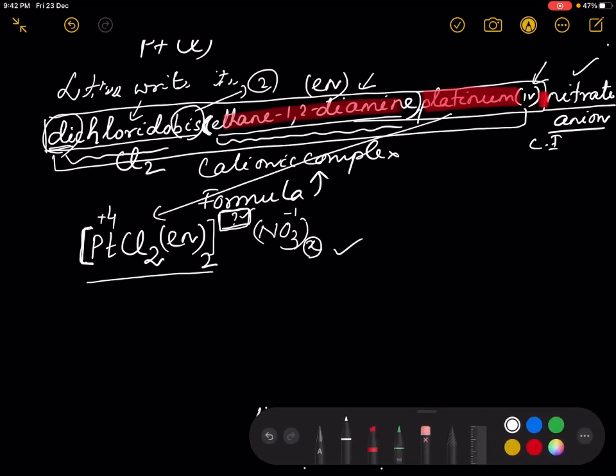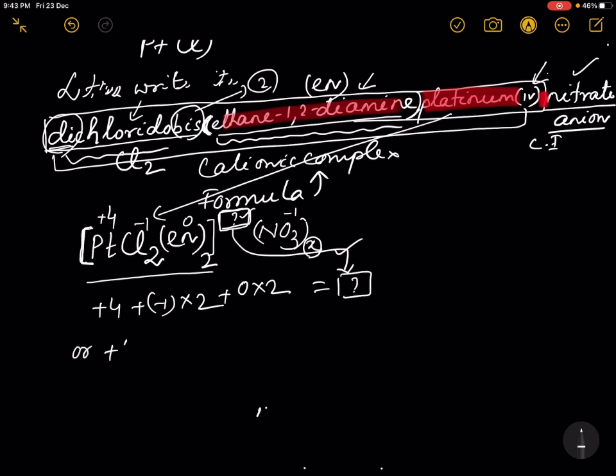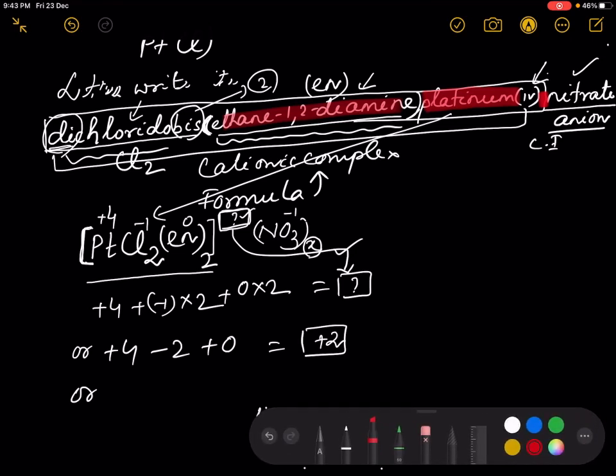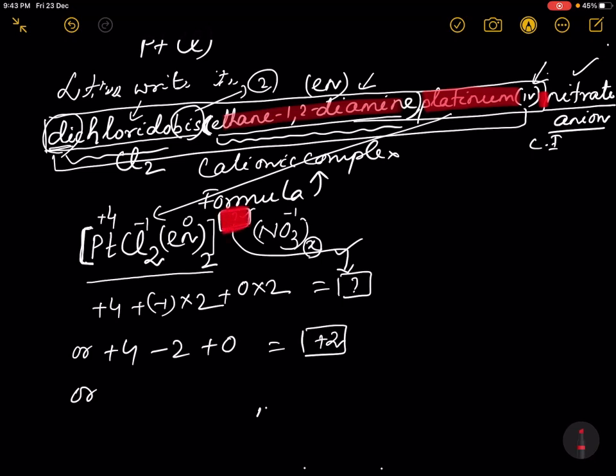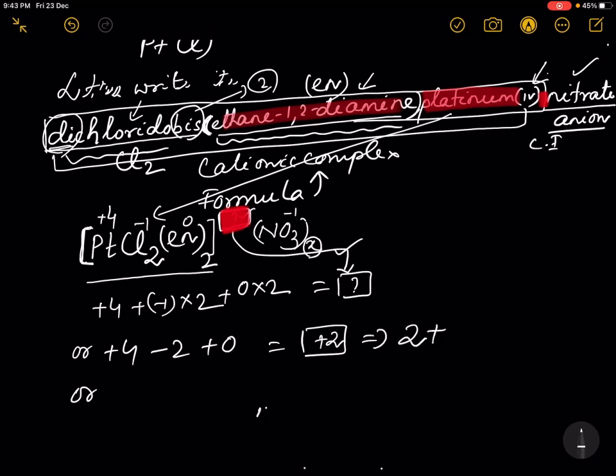You know, for platinum it is +4, it is written. Then for Cl it is -1 into 2, and for en it is 0 into 2. Then the charge on it will be calculated, or +4 -2 plus 0 is equal to, we have to find, or +4 -2 is equal to how much? +2. Or you can say the charge on the cationic complex is +2, so it should be written as 2+.